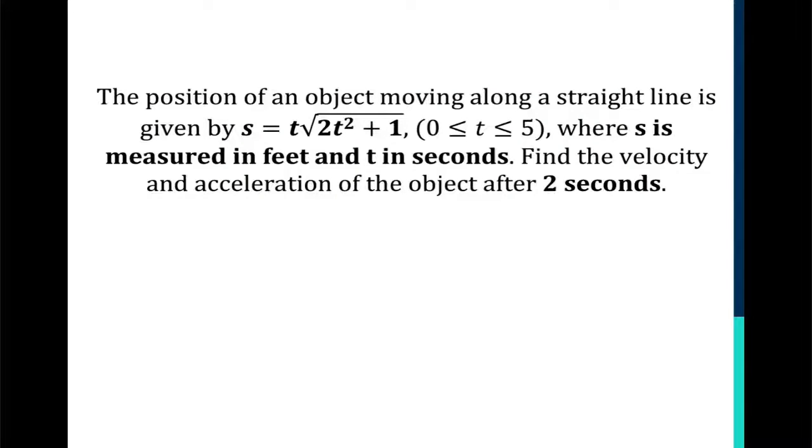So the problem I have here is that the position of an object moving along a straight line is given by s is equal to t times square root of 2t squared plus 1, wherein t is greater than or equal to 0 but less than or equal to 5, and s is measured in feet and t in seconds. So in here, we need to find the velocity and acceleration of the object after 2 seconds.